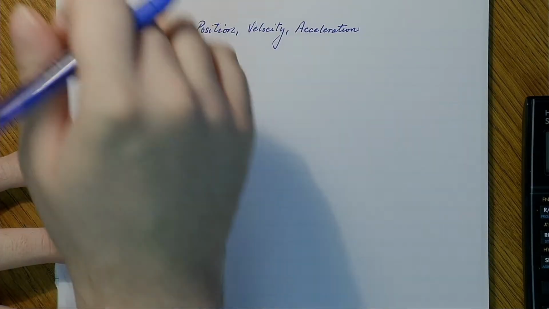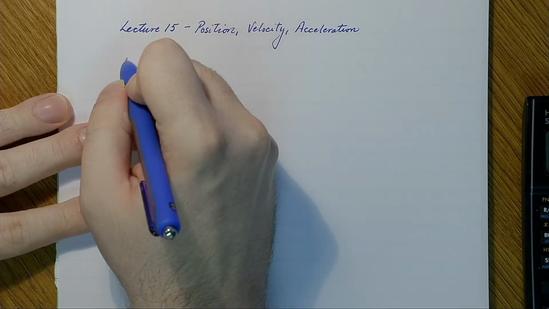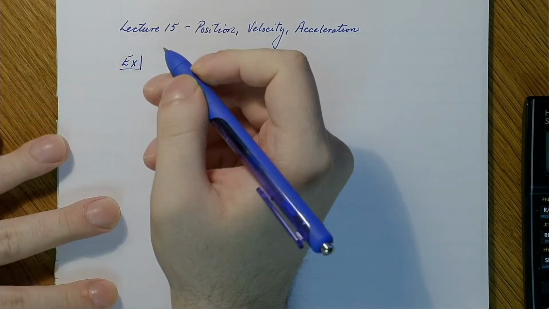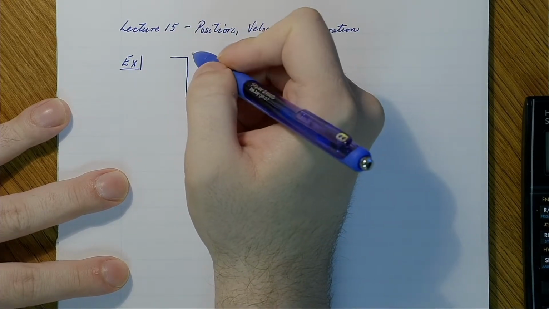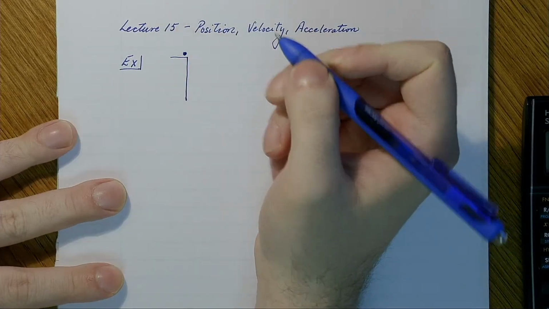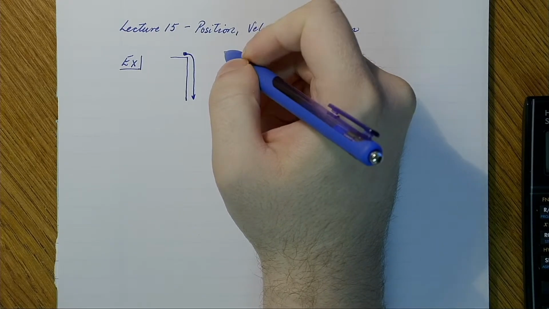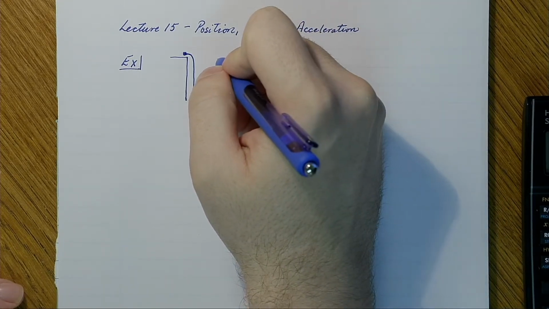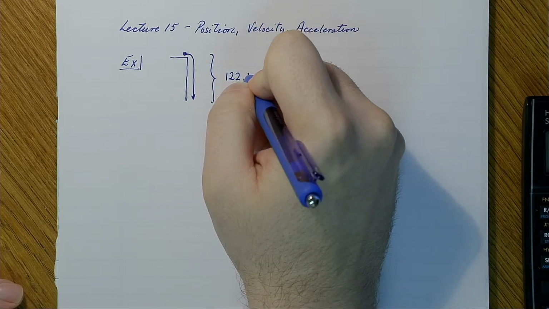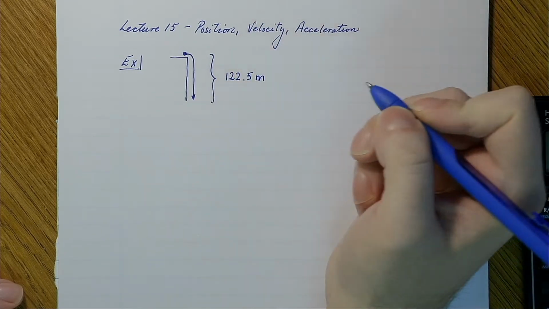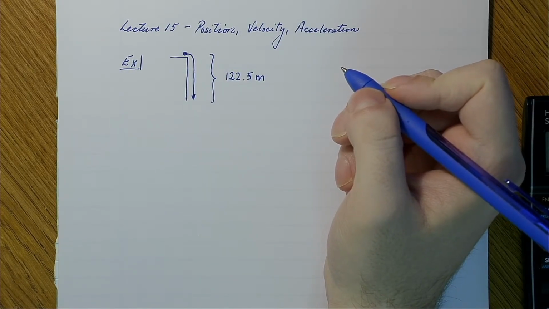Okay. So here's an example. Let's say that I had a cliff and I had some stone at the top of it, and then I was going to drop it off. So I'm going to drop it from a height of, let's say, 122.5 meters. And the velocity is roughly 4.9.